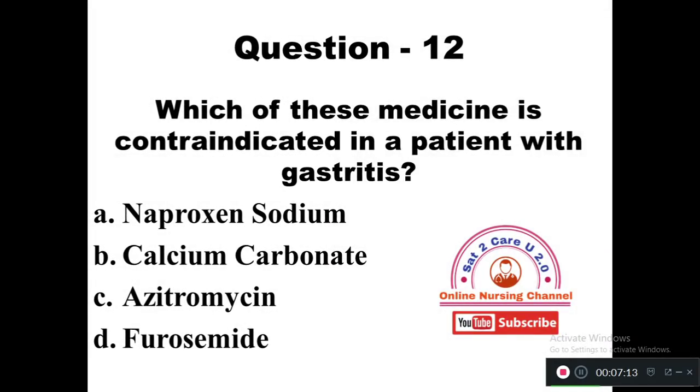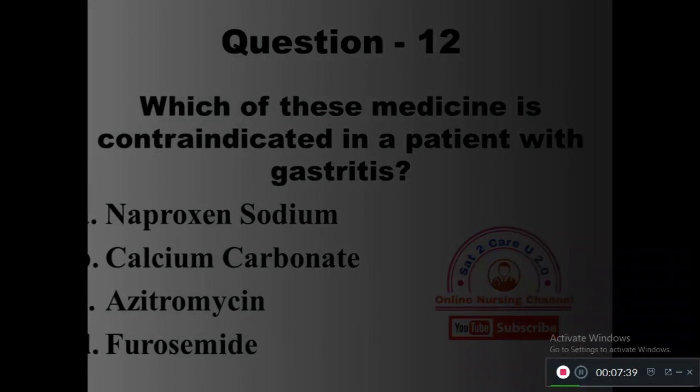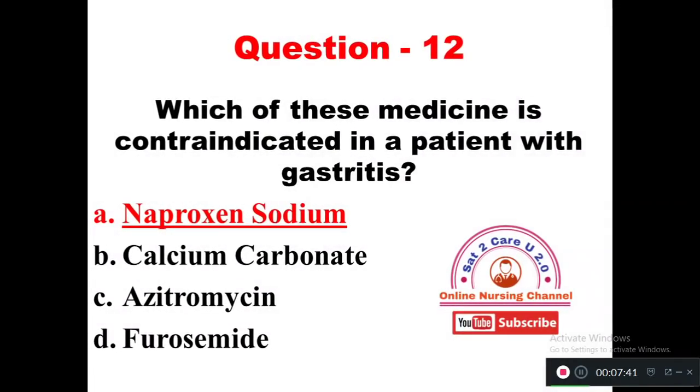Which of these medicines is contraindicated in a patient with gastritis? Option A naproxen sodium, B calcium carbonate, C azithromycin, D furosemide. So in gastritis, the drug which is contraindicated is option A, naproxen sodium. Question number 13.